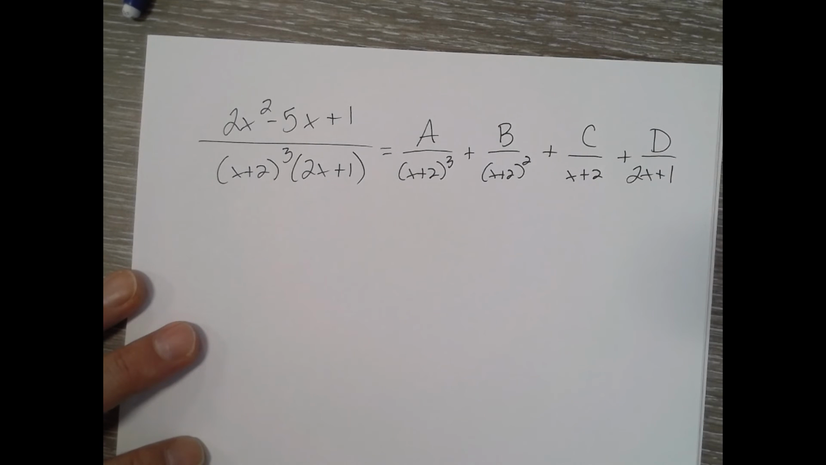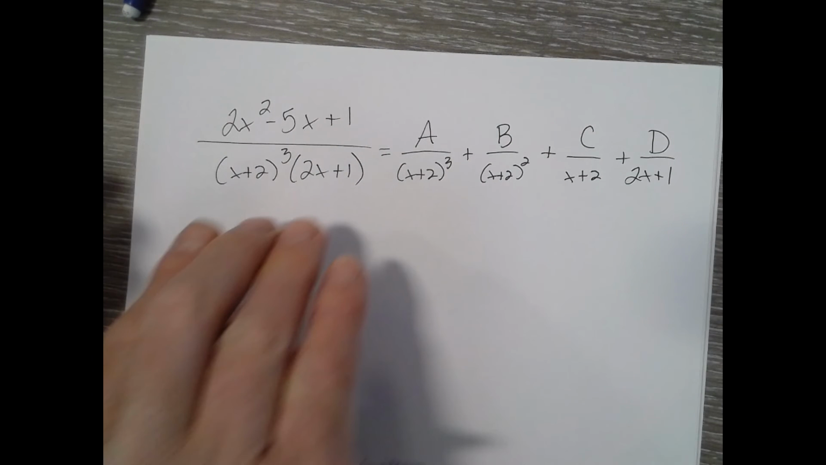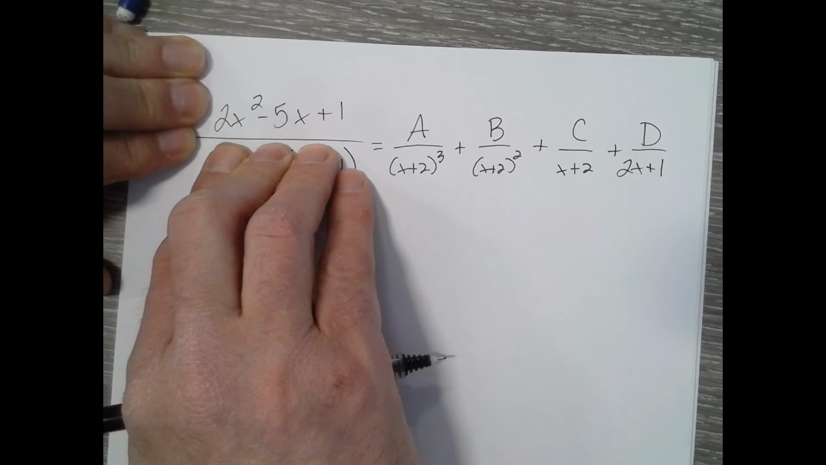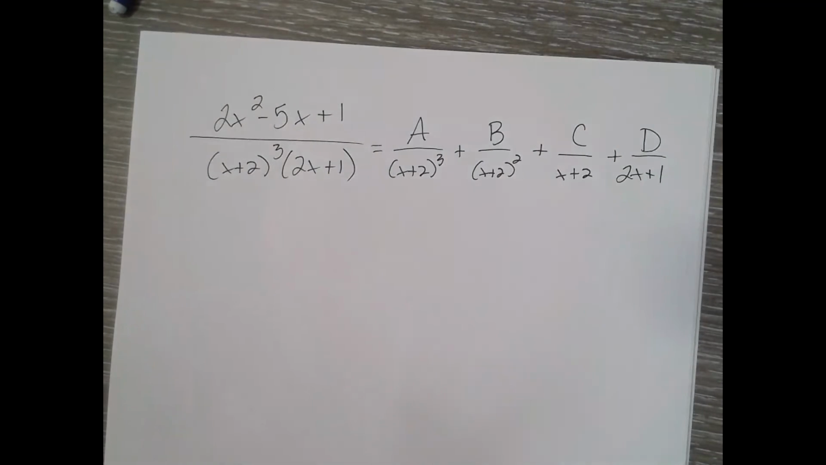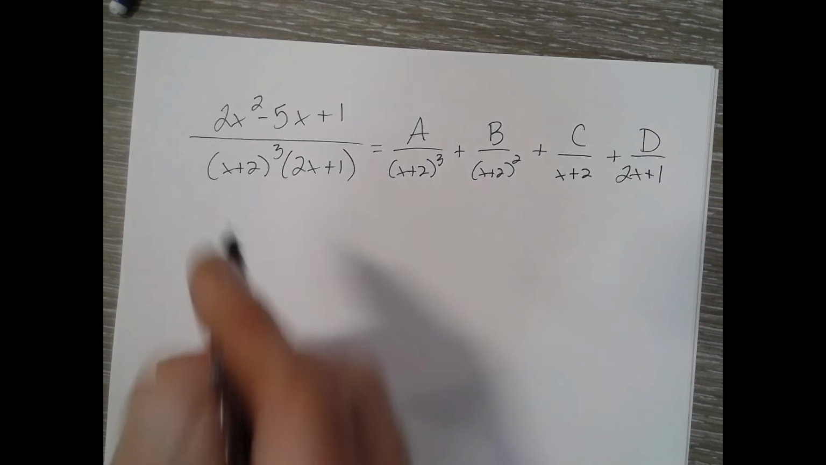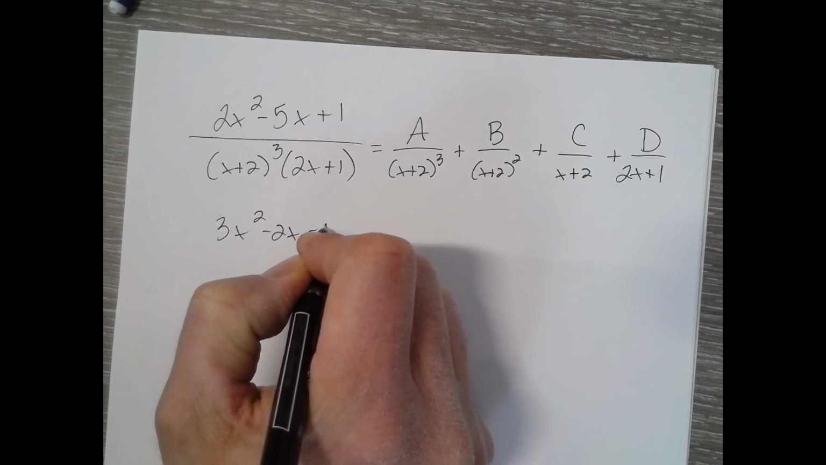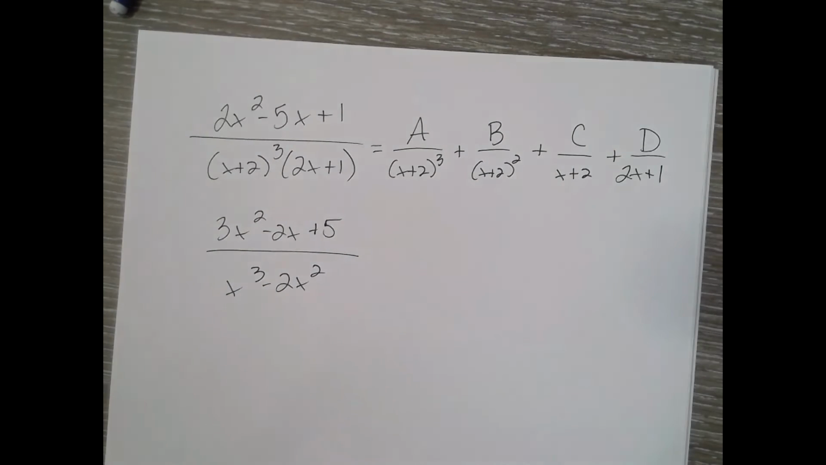And you can see that it's going to get more complicated. The process is the same. We're still going to multiply both sides by this, which will eliminate that, and it'll divide off the left side. We're going to have all sorts of different things over here, and you're going to have a system of equations bigger than just 2 equations and 2 unknowns. Okay, so if I was going to just start this one right here, 3x squared minus 2x plus 5, over x cubed minus 2x squared, I was just going to start it.